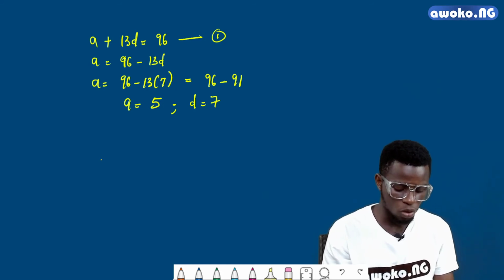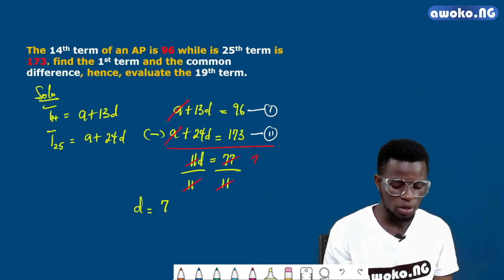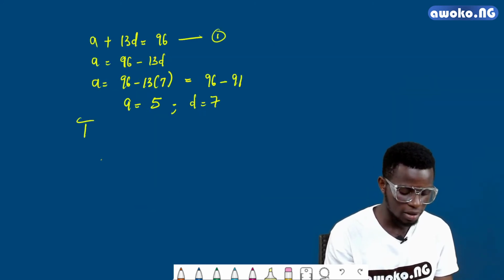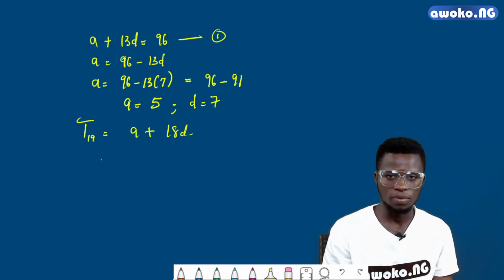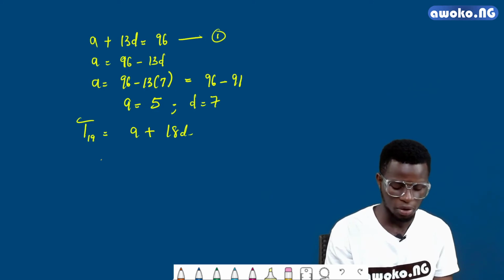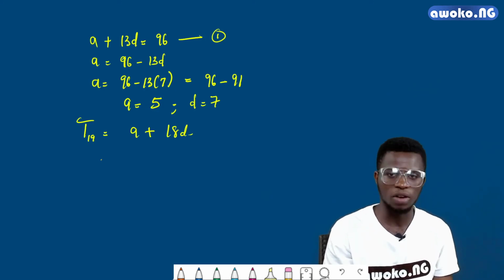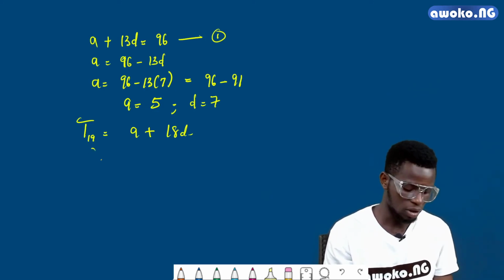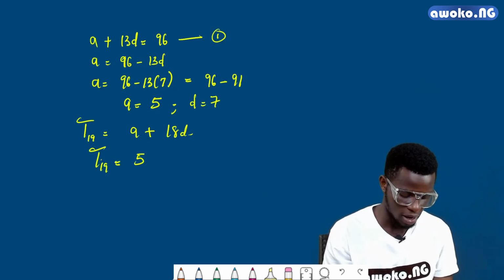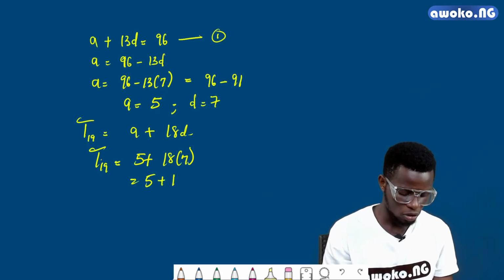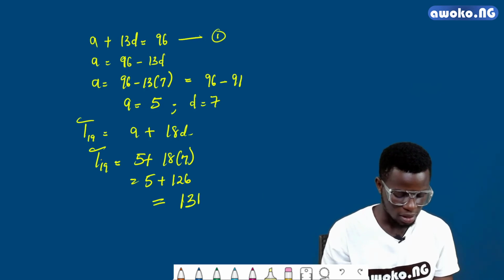The second part of the question states that we should evaluate the 19th term. To do that, remember that T19 is equal to A plus 18D. Of course, we have the value for our A and also the value for our D. So we can substitute the values inside to give us T19 equals 5 plus 18 times 7. And this will give us 5 plus 126. Of course, this simplifies to 131. And this is our final answer.